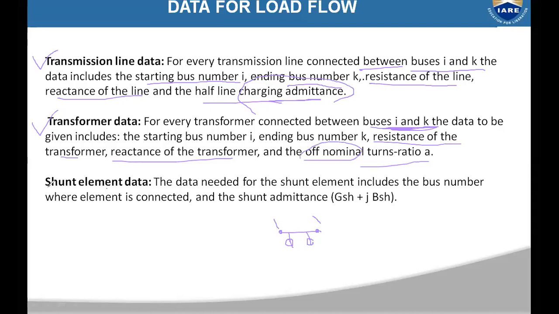Then, along with that, as I said before, you should also know the shunt element data, which includes the bus number at which the shunt element is connected, and the value of the shunt admittance. This is the data required for the load flow analysis.